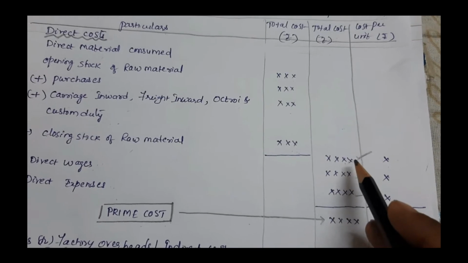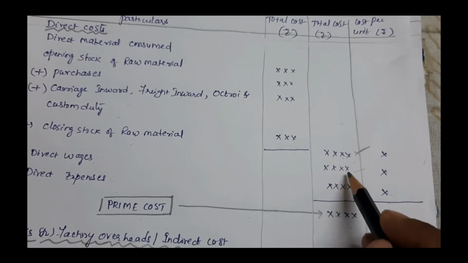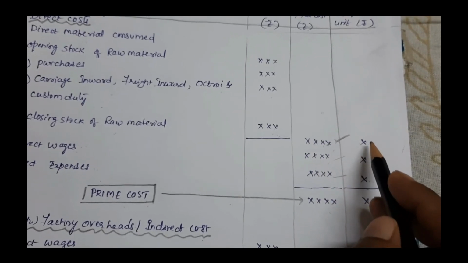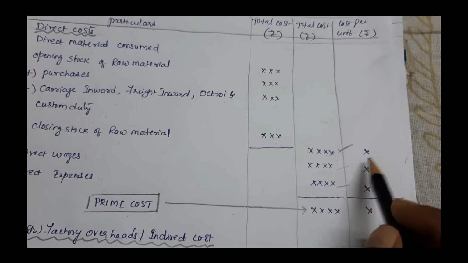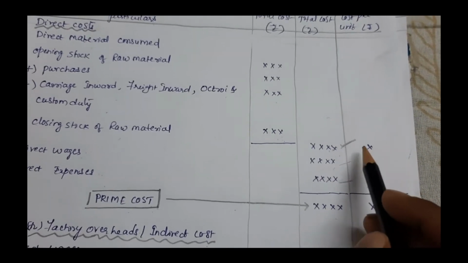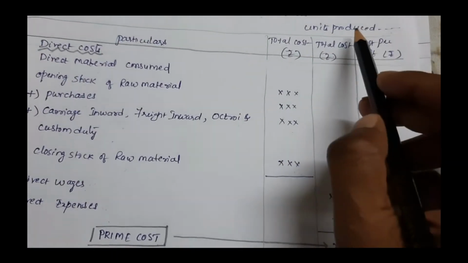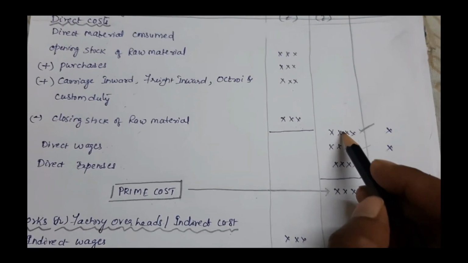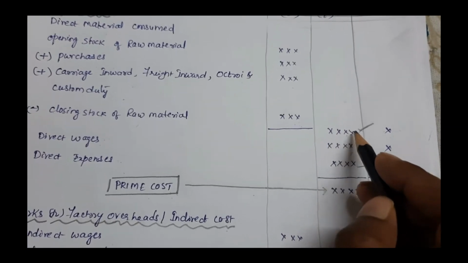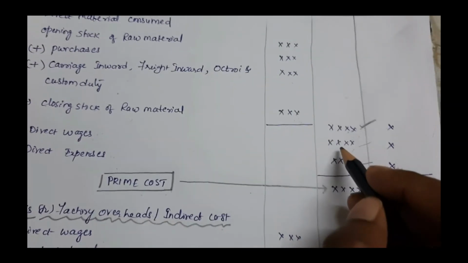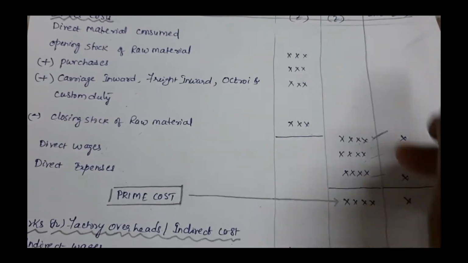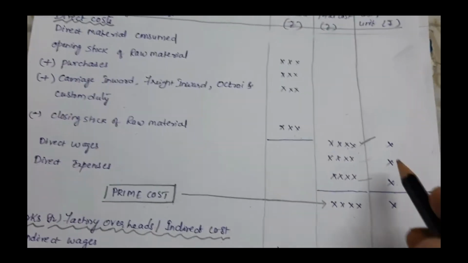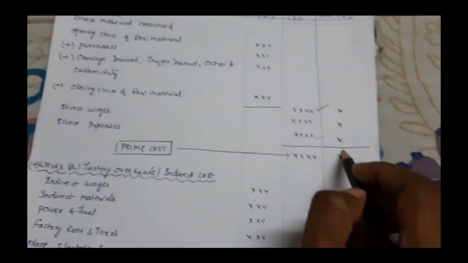After calculation of material consumed, direct wages and direct expenses, you should find out the cost per unit, and cost per unit is equal to total cost divided by number of units produced. So direct material consumed total cost divided by number of units. Like that, direct expenses incurred divided by number of units. Direct wages incurred divided by number of units. So like that we will get the cost per unit.